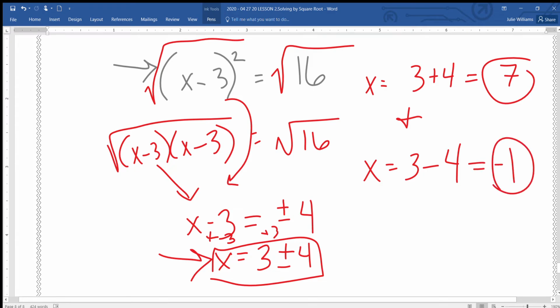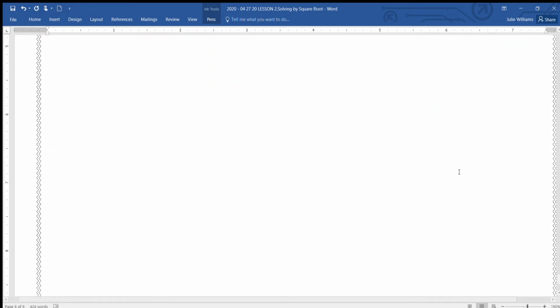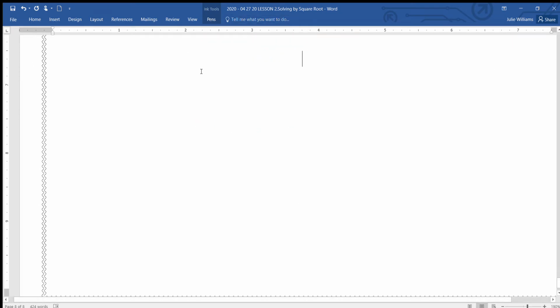Okay, let's do another one like that. So if I have, oopsie, get my pen again, it rhymes. Okay, let's say I have, maybe this one's not as pretty. (x + 4) squared equals, let's do something that's not as pretty.